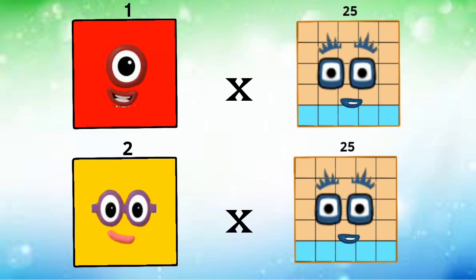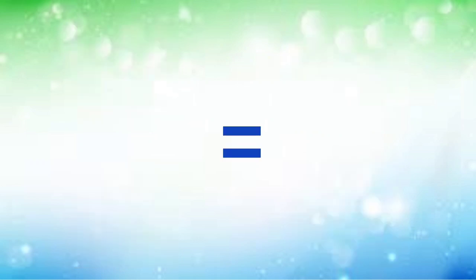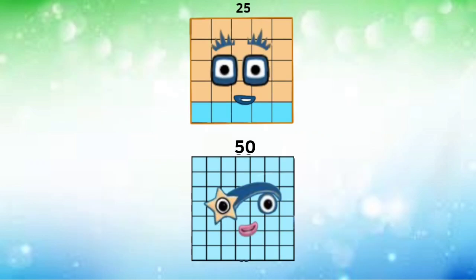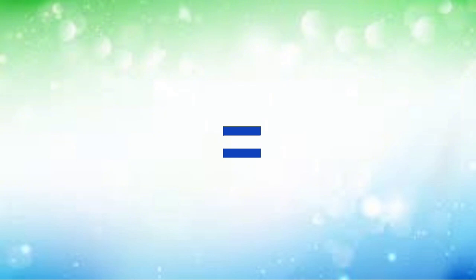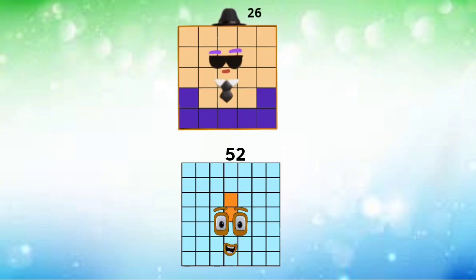Number blocks 1 and 2 times 25 equal 25 and 50. Number blocks 1 and 2 times 26 equal 26 and 52.